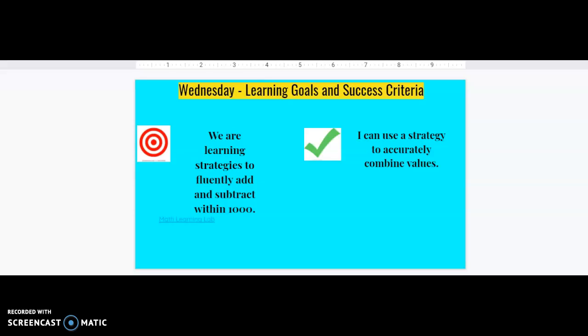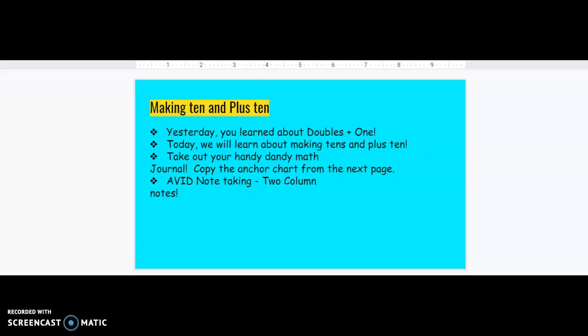We are learning strategies to fluently add and subtract within 1,000. Our I can statement today is: I can use a strategy to accurately combine values. Today's strategies are making 10 and plus 10. Yesterday we learned about doubles plus 1.